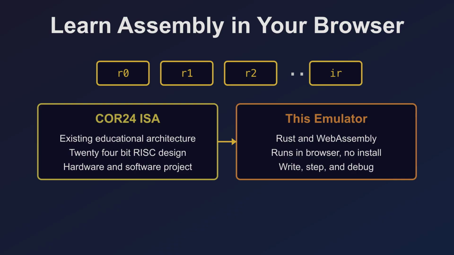What if you could learn assembly language without installing anything? Just open a browser, write code, and watch every register change. This project is a Rust-based emulator for the COR24 instruction set. COR24 is an existing educational RISC architecture, and this emulator brings it to the browser using WebAssembly.